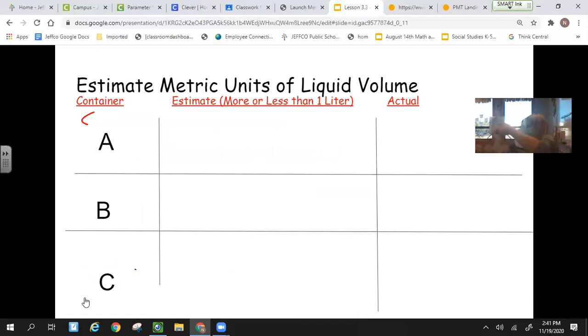All right, so I have some containers, and maybe you can come up. Sorry, shouldn't take too long. I want you guys to estimate. So for now, we're going to focus, say goodbye to our gallons, and bye-bye. We're going to focus on the metric system. So we're going to be thinking of milliliters and liters. And I have three containers, A, B, and C. This is A.